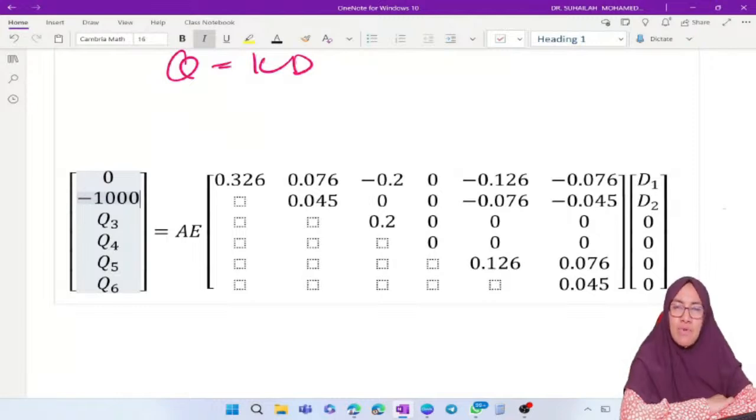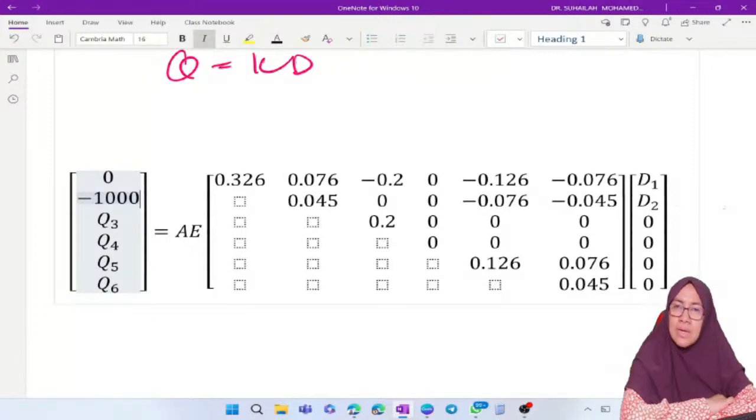Q is nodal forces. D is nodal displacement. So we have 6 values of Q and 6 values of D. In Q, there are 4 unknown reactions, starting from Q3 until Q6. For Q1 and Q2, we have to put the values, which are 0 and negative 1000 based on the loading given in the question. D1 and D2 are the two unknown displacements located at the unconstrained node, node number 2.